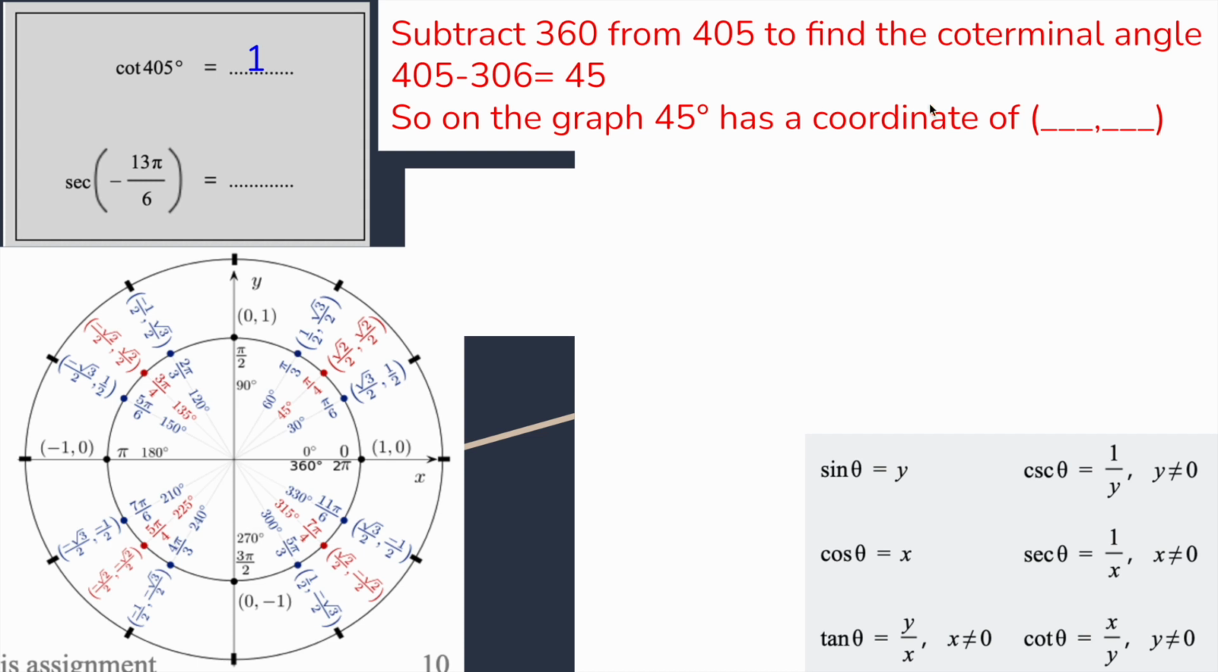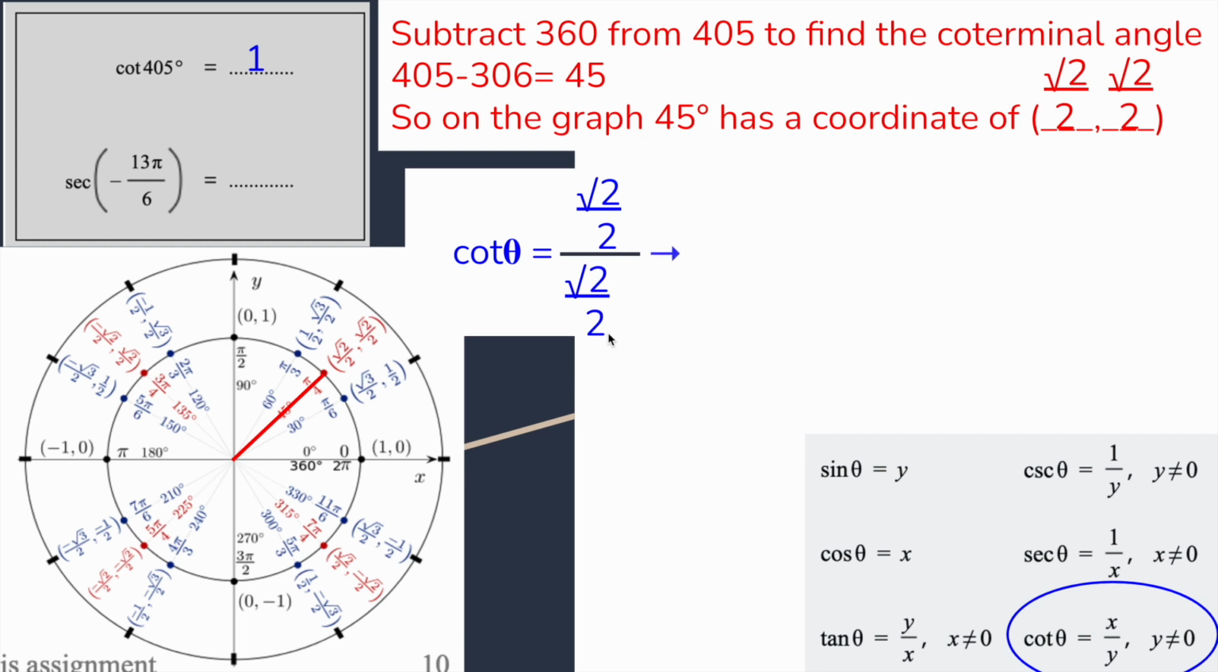So on the graph, 45 degrees has a coordinate of square root 2 over 2 and square root 2 over 2. So there's my coordinate. So if I want cotangent, then I'm going to go down here to cotangent, and I'm going to have square root 2 over 2 over square root 2 over 2. When I'm dividing by a fraction, I have to multiply by the reciprocal. So if you notice right away, 2 divides by 2, square root 2 divides by square root 2, so I end up with 1, which is why there's simply 1 here.